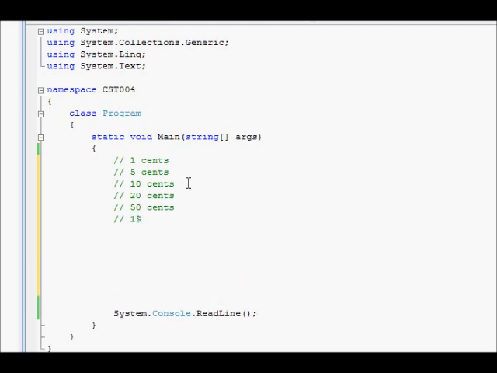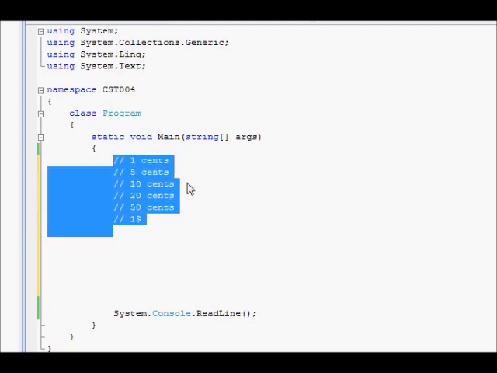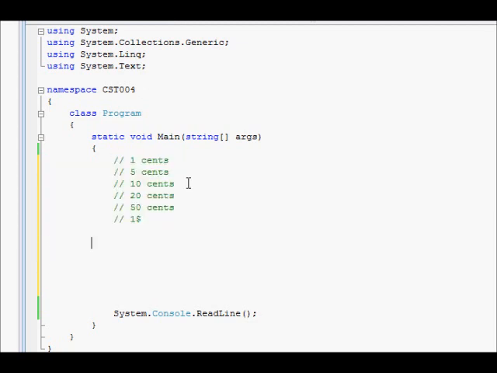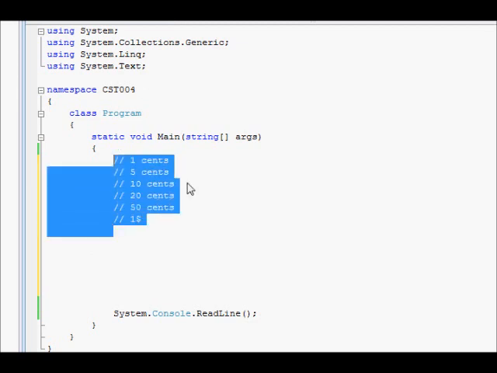Okay, so it should be something like this. So how do you do that? Well, basically we are going to start from the maximum unit and go down to the minimum one. Okay, from the larger to the smaller.